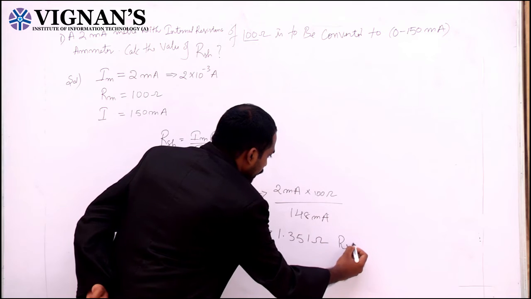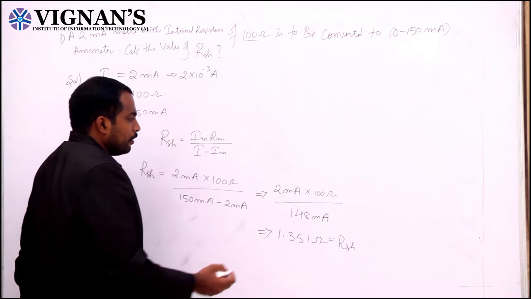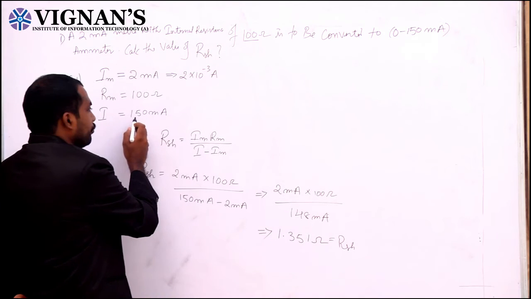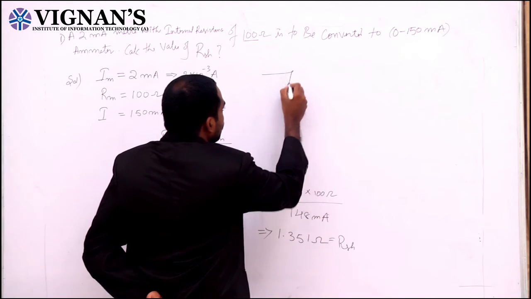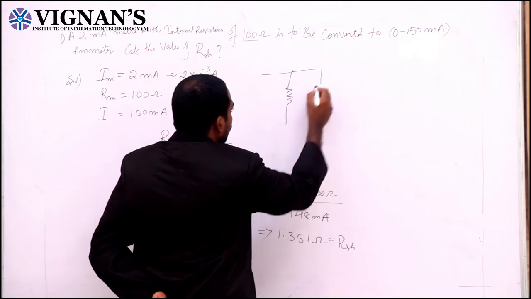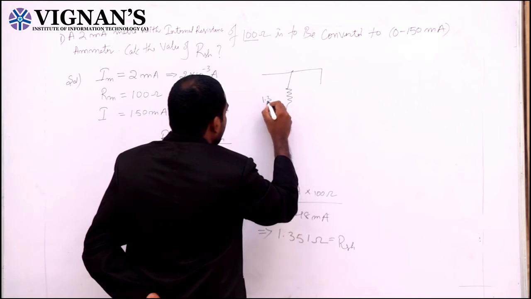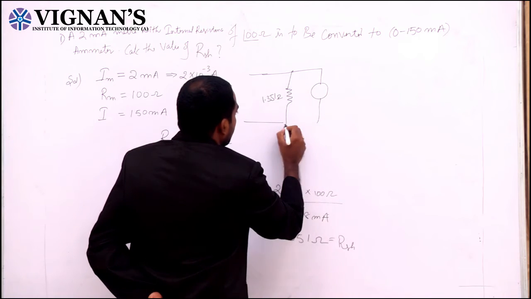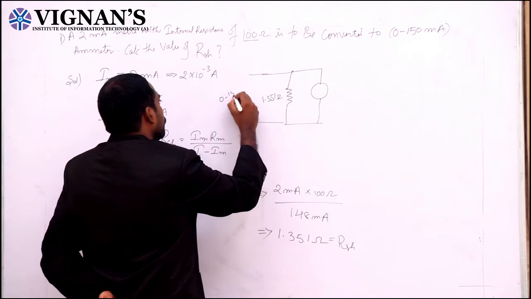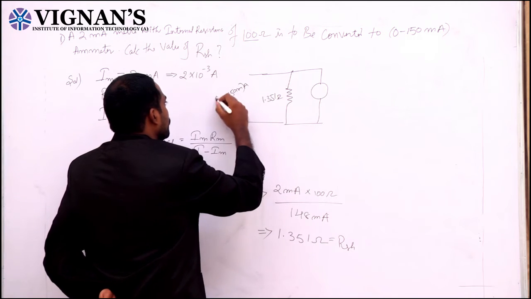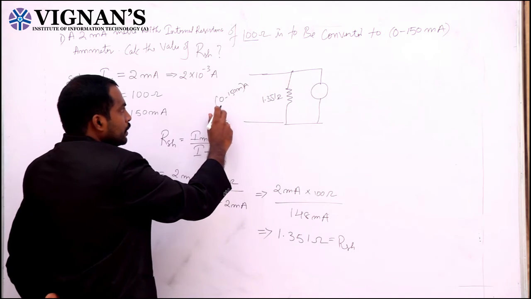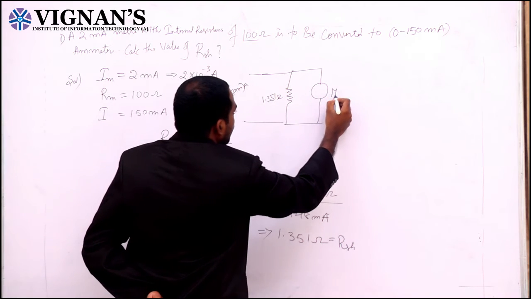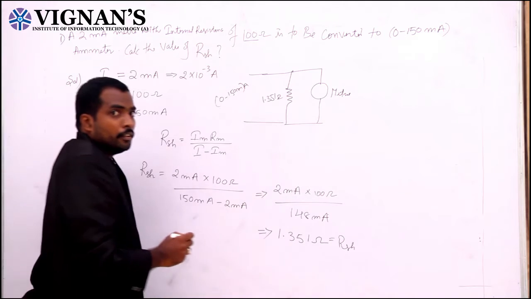That means when you are solving this, you will get a value of 1.351 ohms, which is the value of RSH. That means when you place RSH equal to 1.351 ohms, then it is going to measure a value of 150 milliamps. That means you will have a shunt resistance of 1.351 ohms, which is placed in parallel with your meter in order to measure a current of 0 to 150 milliamps. In parallel with your meter, right?